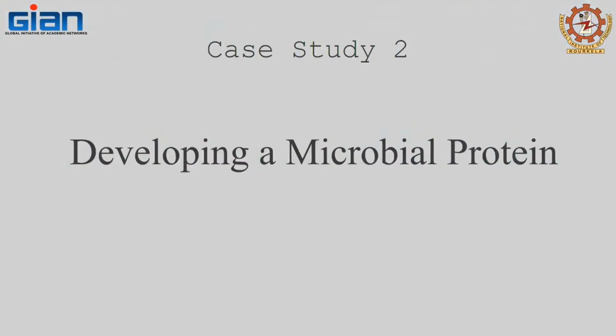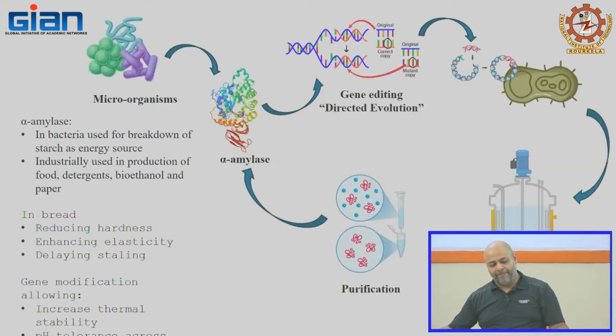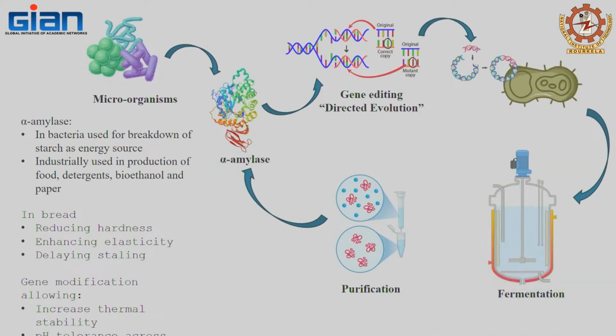So, this is on case study 2. For case study 2, it was about developing a microbial protein, a protein that is produced by the microbe and is utilized in the industry on a wider scale. The one which I wanted you to work on would be alpha amylase. Alpha amylase is produced by the microbes.